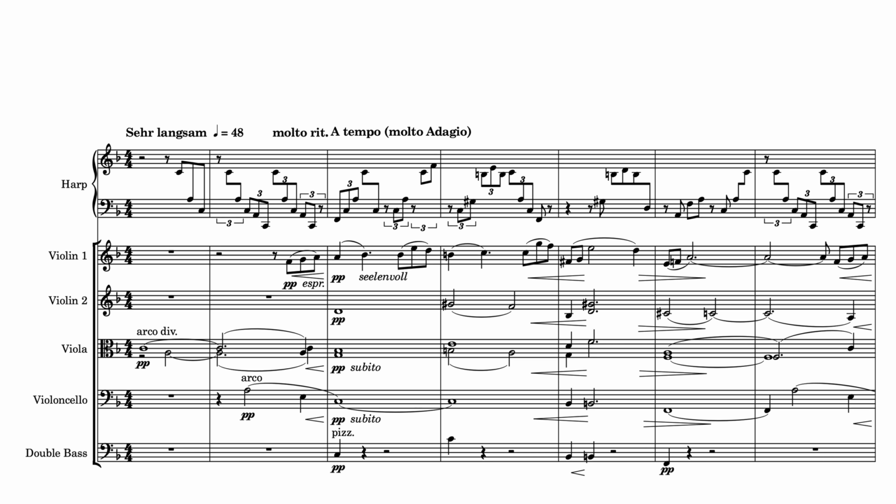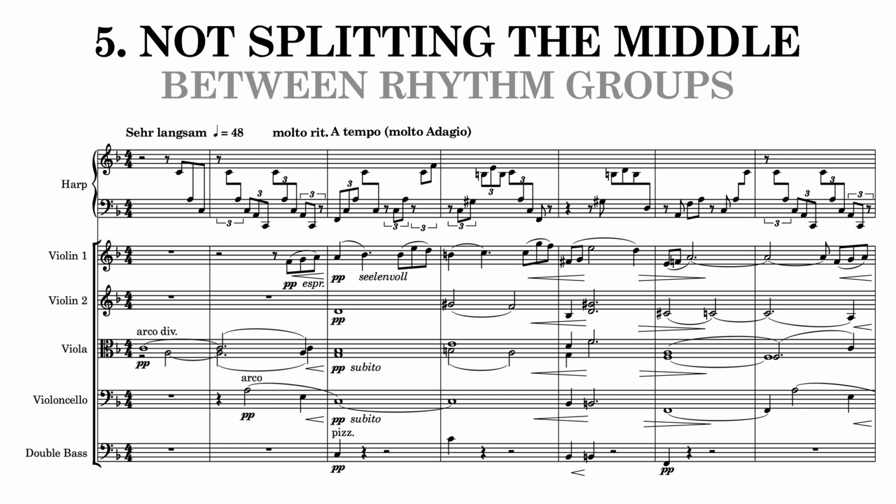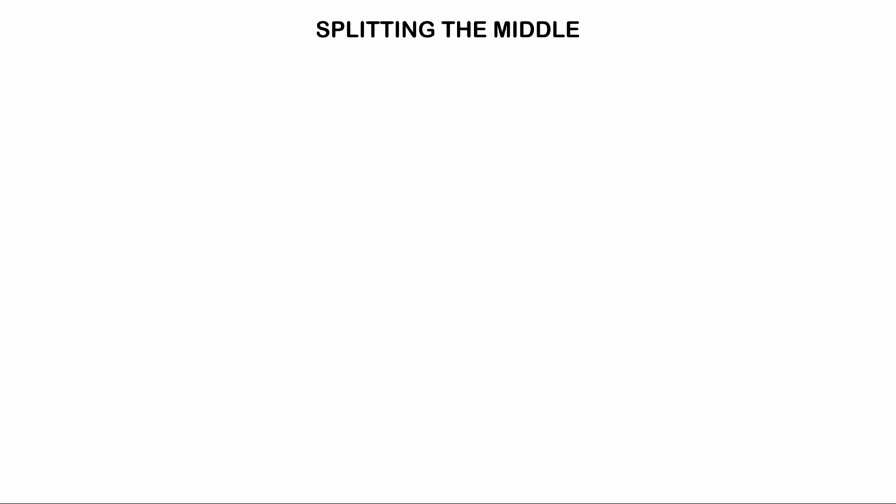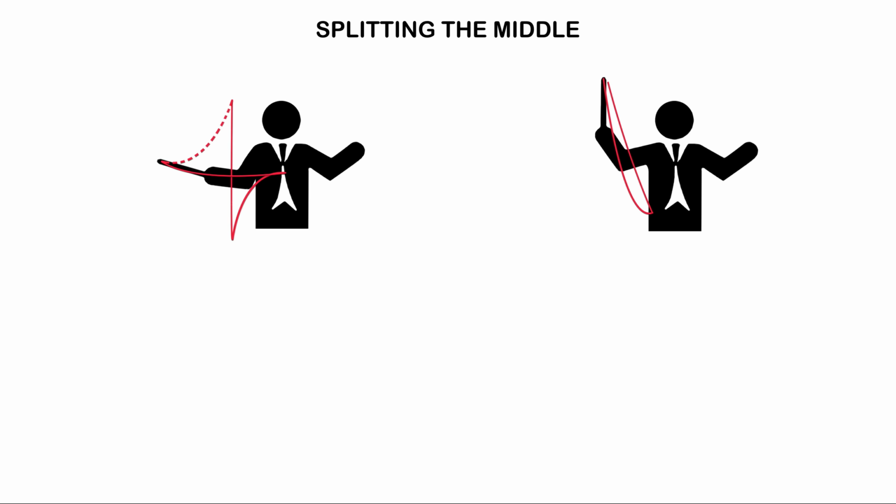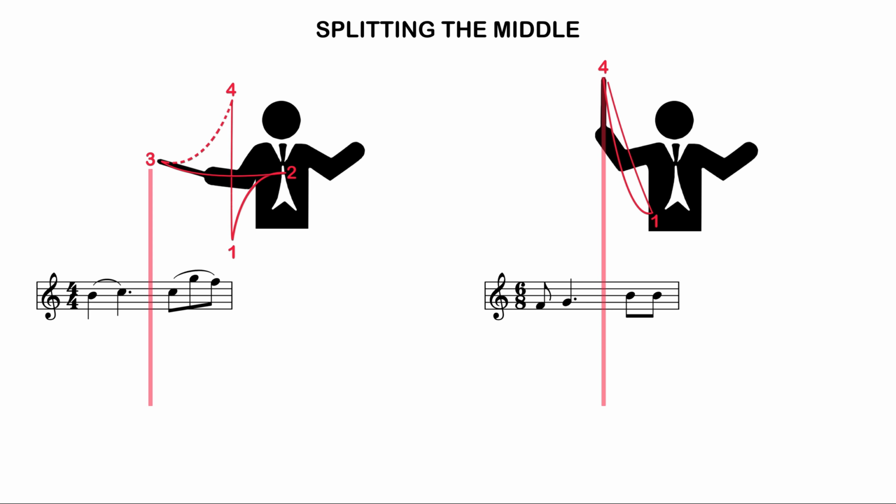Not splitting the middle between rhythmic groups. Many composers come from a piano background, in which you have to be your own timekeeper. So it's not surprising that this error crops up frequently. Orchestral players are following the conductor's baton and need to know where each beat lies, especially right in the middle. The third beat in a bar of 4/4 time, or the fourth beat in a bar of 6/8.